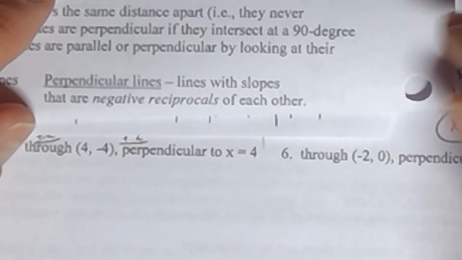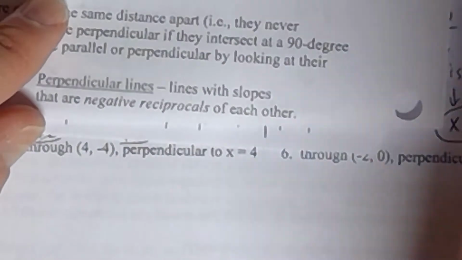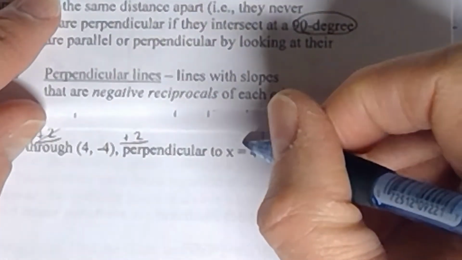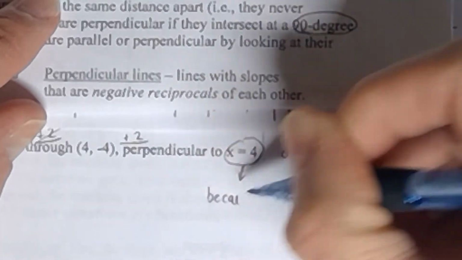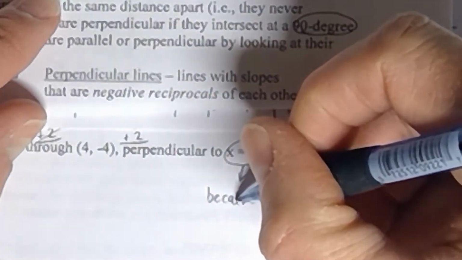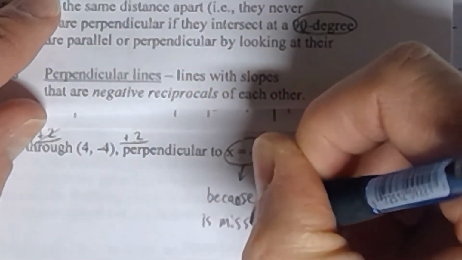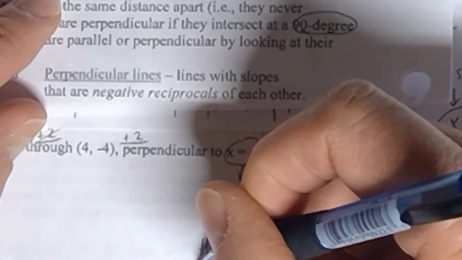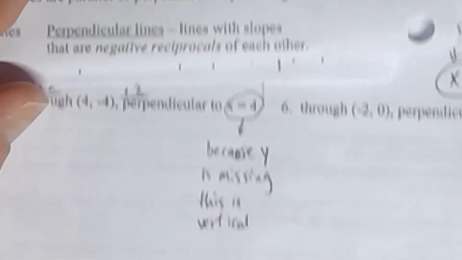What we need to realize is that a perpendicular line has a 90-degree angle. You can see that right here. It says perpendicular lines intersect at a 90-degree angle. You know, you guys, that this right here, because the y is missing, is vertical, meaning this equation that I circled, not the whole problem. Okay, this is vertical. Let me move that up there.